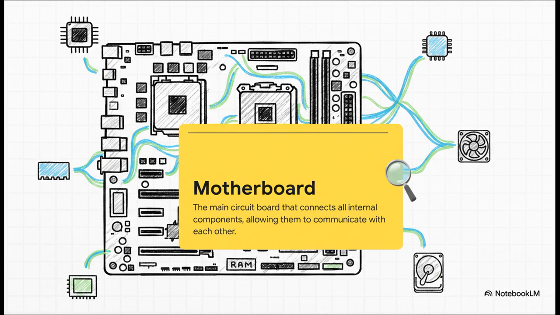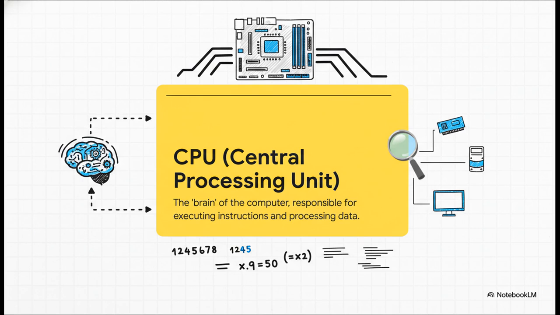Seriously, think of it like the body's central nervous system. It's this giant circuit board that everything, and I mean everything, plugs into. It's what lets all the different parts talk to each other. Without it, you just have a pile of expensive components. And plugged right into that motherboard, you'll find the CPU, the central processing unit. And if the motherboard is the nervous system, this thing is, without a doubt, the brain. It's the part that actually does the thinking, running the software, crunching the numbers, and managing pretty much everything.